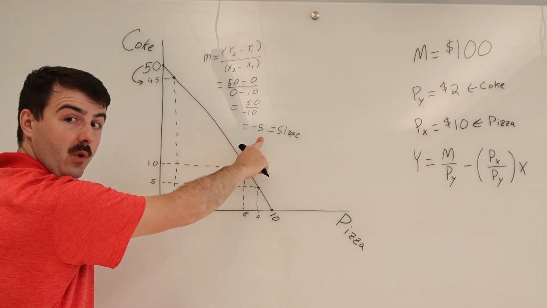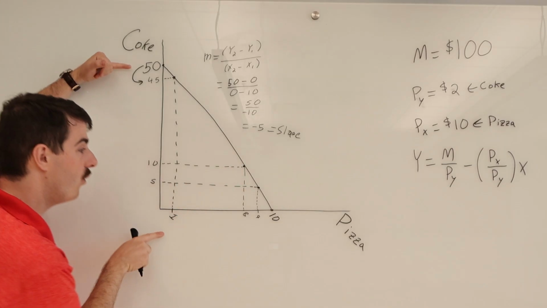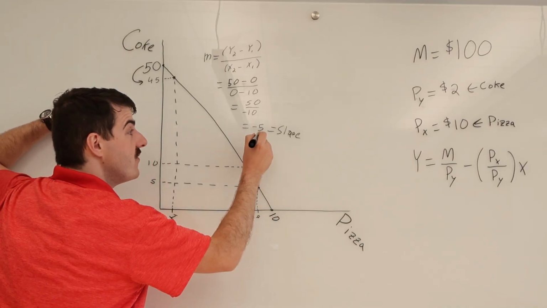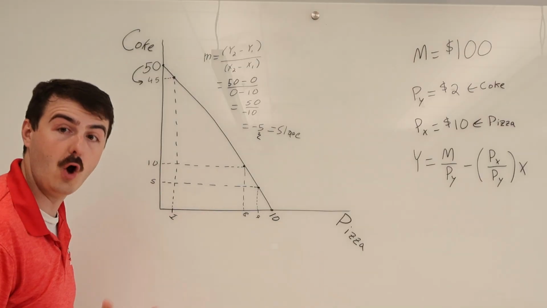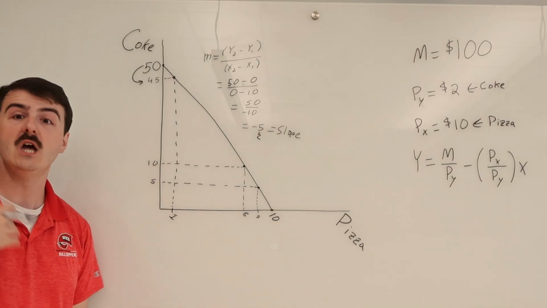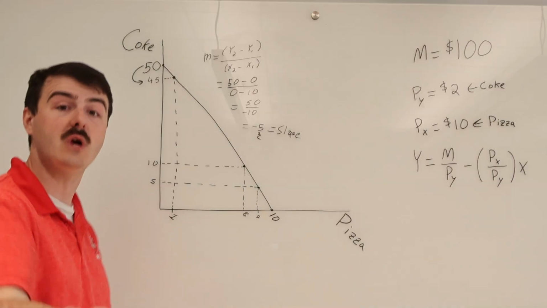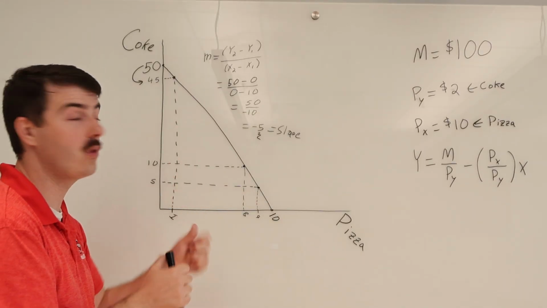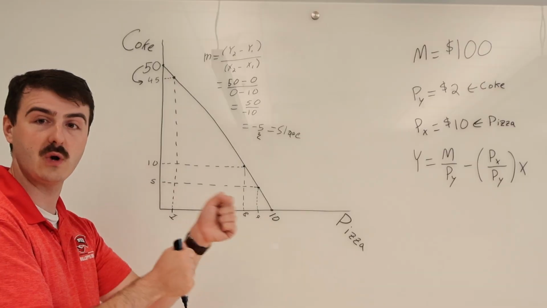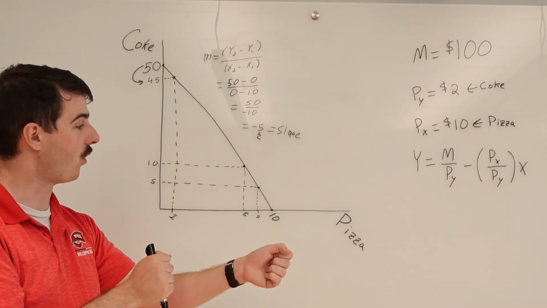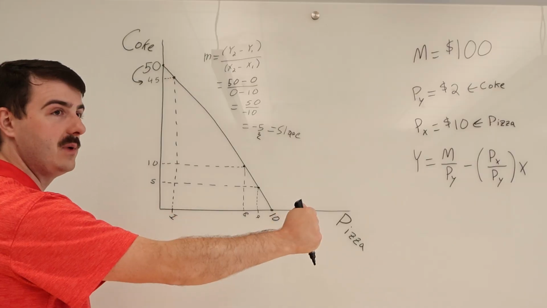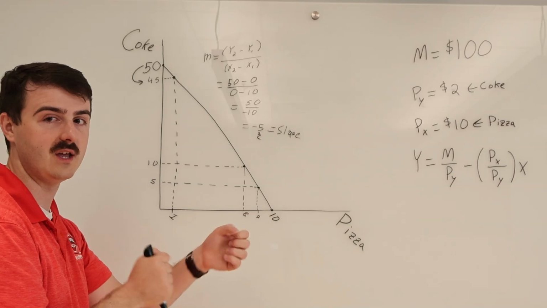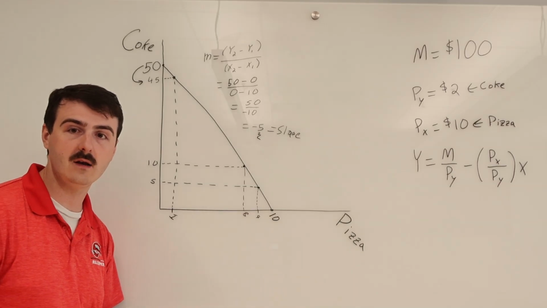Slope is rise over run, right? If you want one more pizza, you have to give up 5 Cokes. The slope of this budget constraint shows you the rate at which you can trade pizza and Coke in the market. The rate at which you can trade the 2 liters for the pizza. You gain 1 pizza, you lose 5 Cokes, right? That's the rate at which you can trade between these. Is that pretty slick? We digging it?